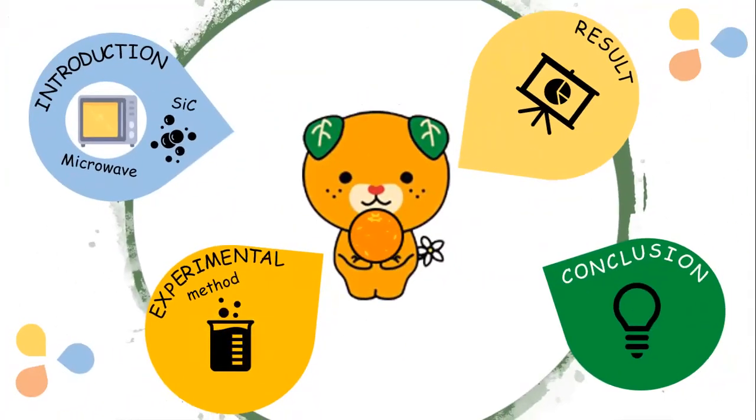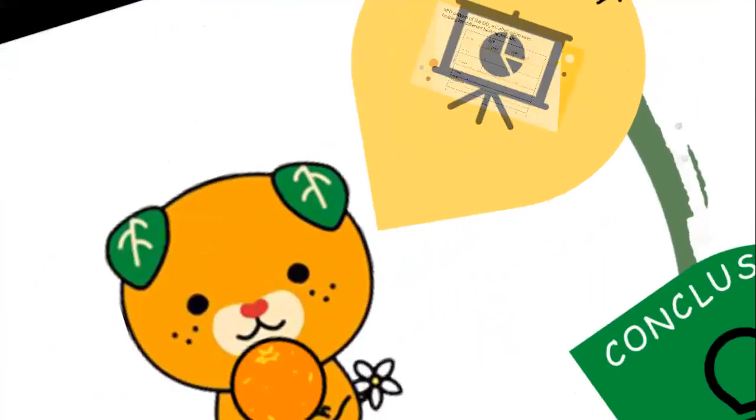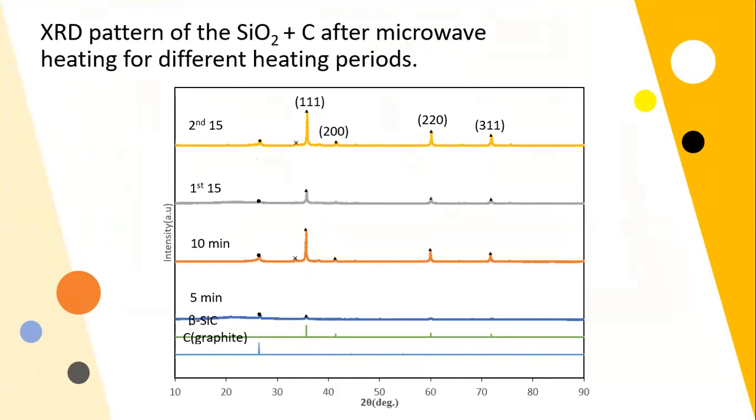So we will talk about the result. The result shows us that increasing the duration time of heating up to 15 minutes increases the growth of SiC, or silicon carbide, with a cubic crystal structure, or beta SiC. At 5-minute heating, the peak of beta SiC and graphite is really weak. After 10 minutes and 15 minutes of heating, the peak intensity showed a sharp enhancement.